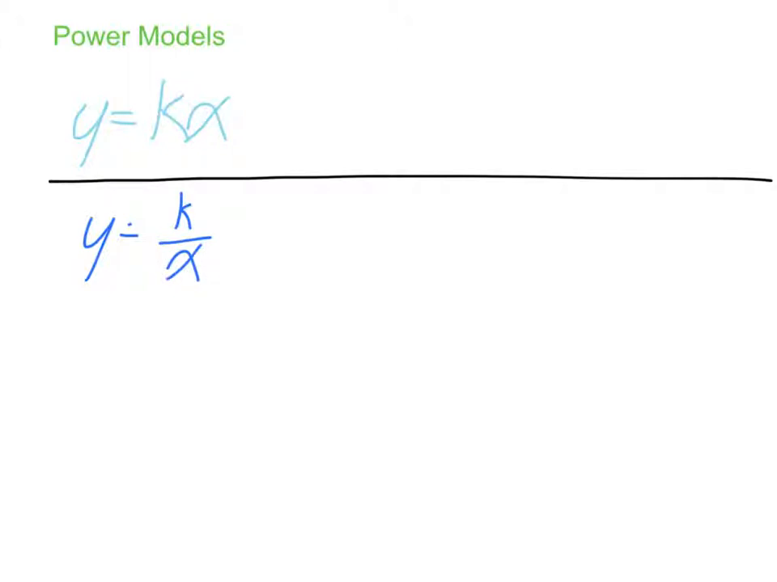But there are special forms of direct and inverse variation called power models. So in both of these examples, y equals kx and y equals k over x, your x is raised to the first power. And we don't even include that to the first power because if there's nothing there, we just assume it to be true. So we don't even think about these two. But in reality, you can raise that power to any positive integer. So let's think about that.